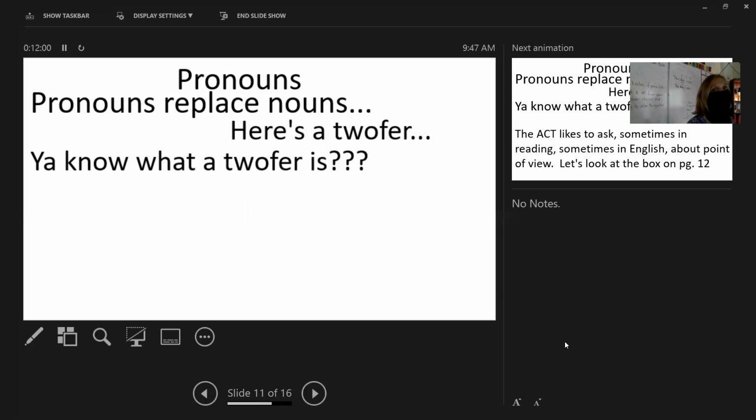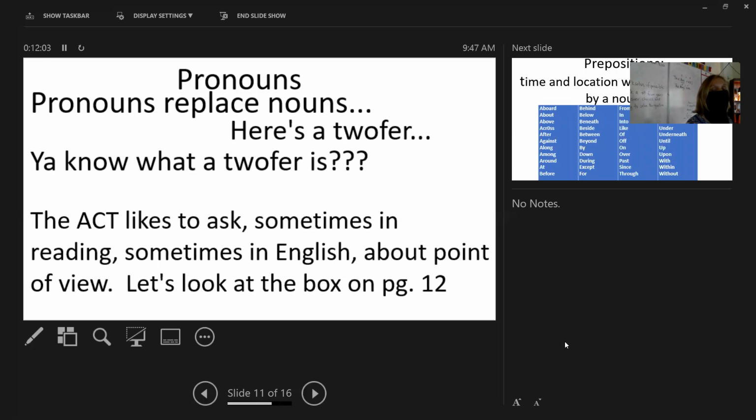Here's a twofer. You know what a twofer is? Two for one. All right, so the ACT likes to ask sometimes in reading and sometimes in English about point of view. Look at page 12 and let's talk about point of view. What is point of view?